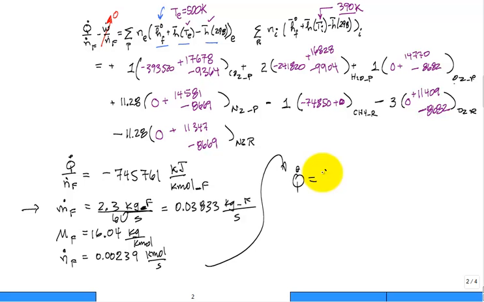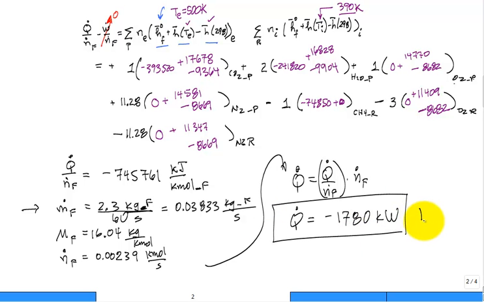So now we come up and calculate just what is Q dot. It's going to be Q dot divided by N dot of the fuel, which we just calculated, times the molar flow rate of the fuel. And we calculate Q dot negative 1780 kilowatts. That's the answer to part B.